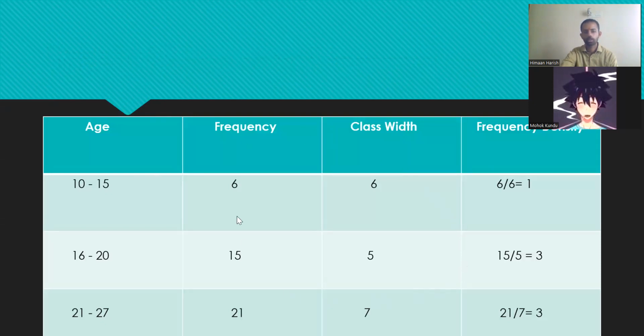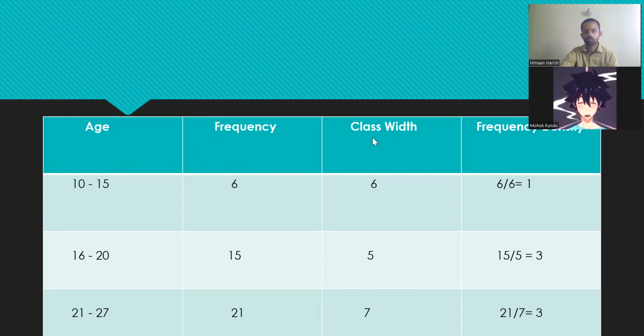So what can this table be called? This is just the age, frequency, class width, and frequency given. Okay, this is a frequency table. That's right. And there's a frequency of 6 in the age group of 10 to 15, whereas in the age group of 16 to 20 there's a frequency of 15, and there's a class width of 5.